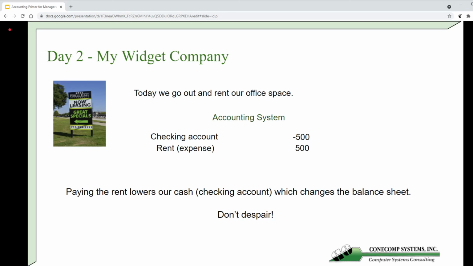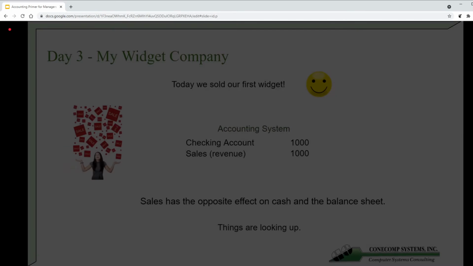So as it points out at the bottom of the screen here, when you lower your checking account, if you think back to your balance sheet, which is your assets minus your liabilities, this would be a case where our net worth would go negative. But that is typical in a business. Don't despair, because as you'll see in a minute, the opposite also happens, and that is day 3.